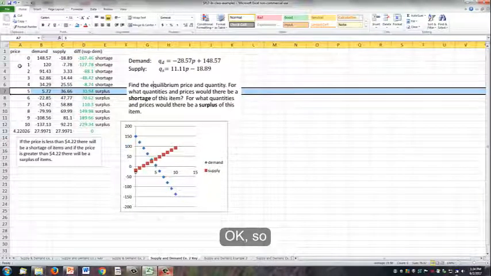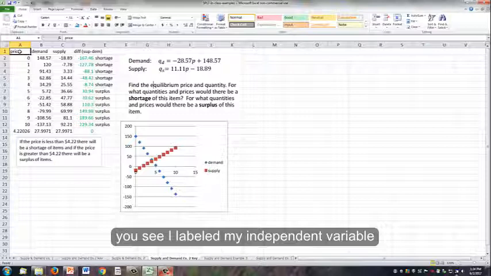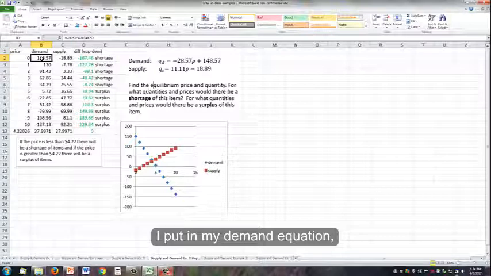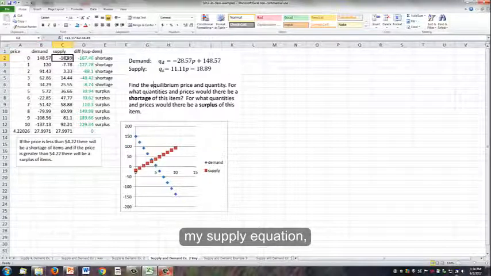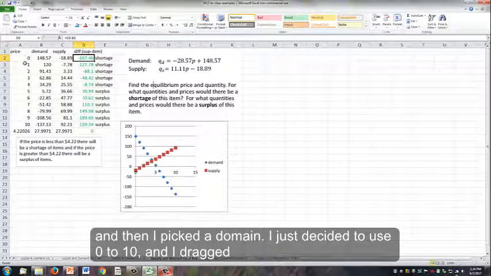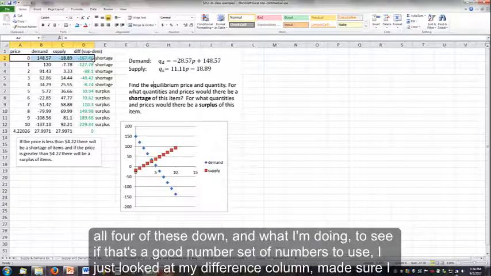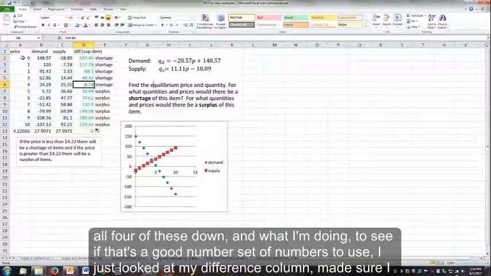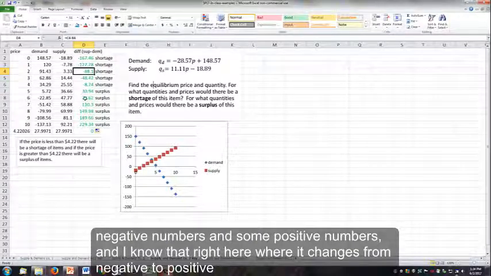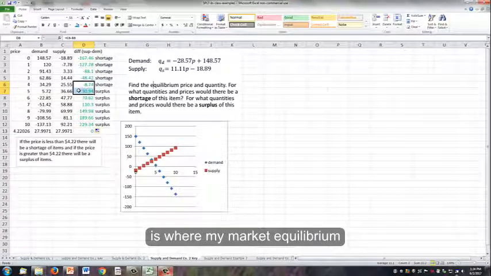Okay, so you can see I labeled my independent variable price, and then I have a demand column, a supply column, and a difference column, and I did supply minus demand. I put in my demand equation, my supply equation, and my difference was this C2 minus B2. And then I picked a domain. I just decided to use 0 to 10, and I dragged all four of these down. And what I'm doing to see if that's a good set of numbers to use, I just looked at my difference column and made sure I had some negative numbers and some positive numbers. And I know that right here where it changes from negative to positive is where my market equilibrium is located.